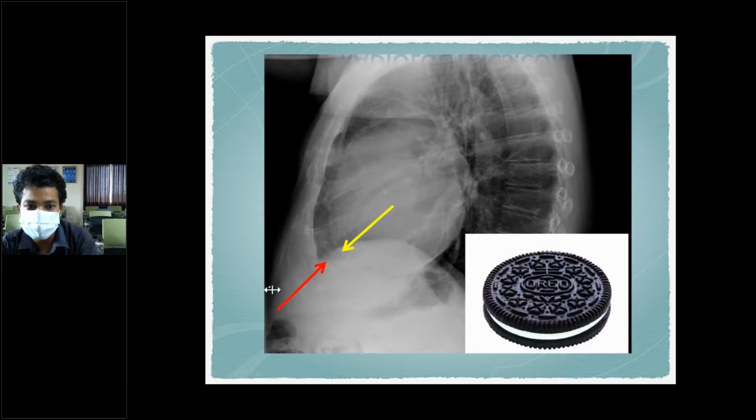And one more sign which can depict this pericardial effusion is the Oreo cookie sign. Here you can see this opacity, that is the pericardial effusion, between the lucency of the fat posterior to the sternum and the pericardial fat, like an Oreo cookie. This is the Oreo cookie sign, which indicates that there is a pericardial effusion.